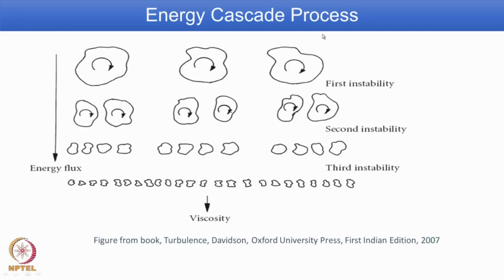Now, the responsible mechanism for the transfer of energy from one eddy to the next eddy is what is known as the instability process, and this instability is created by the inertial component in the Navier-Stokes equation, which is the convection term. This figure is from a book on turbulence by Davidson.